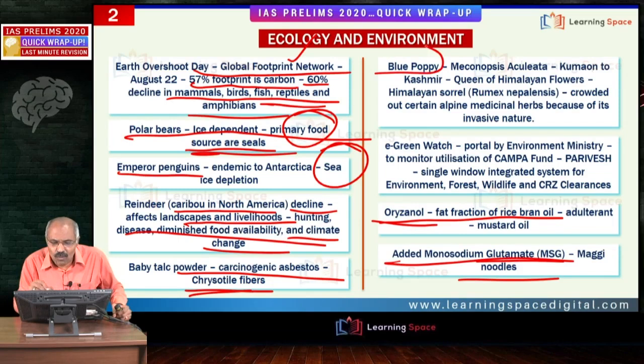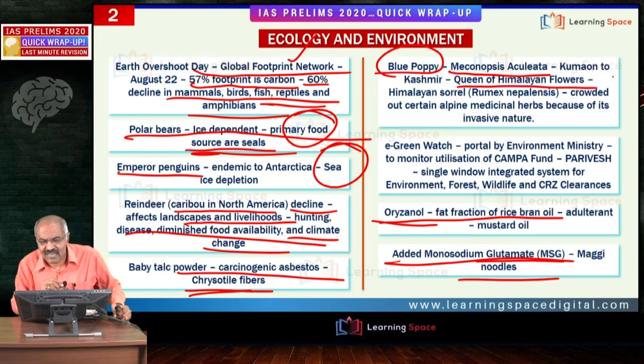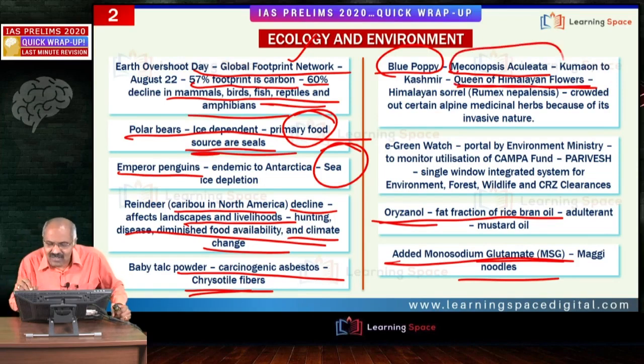Friends, this blue poppy, the name, just have a glance at it. It is available in the Himalayan region and is known as the queen of Himalayan flowers. Unfortunately, because of climate change and global warming, it is able to survive only in the higher elevations. It is not able to survive in the lower elevations in the Himalayan region. So this is about the blue poppy, please don't forget, most important, because it is the queen of Himalayan flowers, and the name, just have a glance at it.